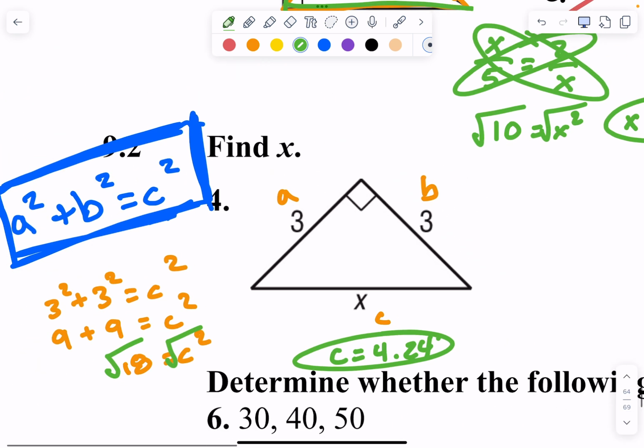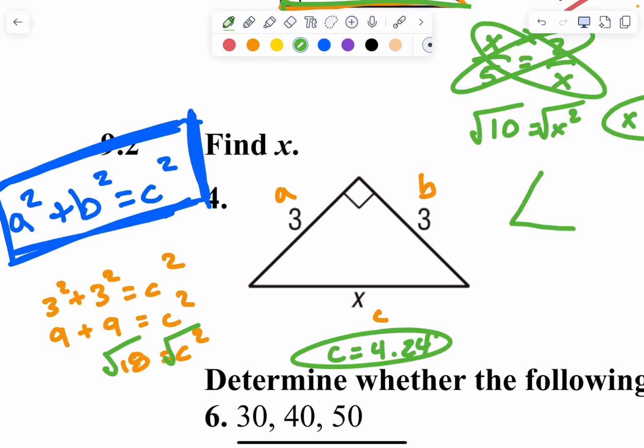Okay, this is a 45, 45, 90 triangle, by the way. So if you remember this, right, every 45, 45, 90 triangle is 1, 1, square root of 2, right? So this is 3, 3. This would be 3 square roots of 2.